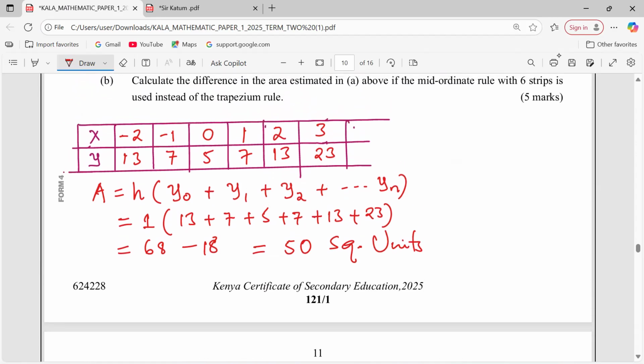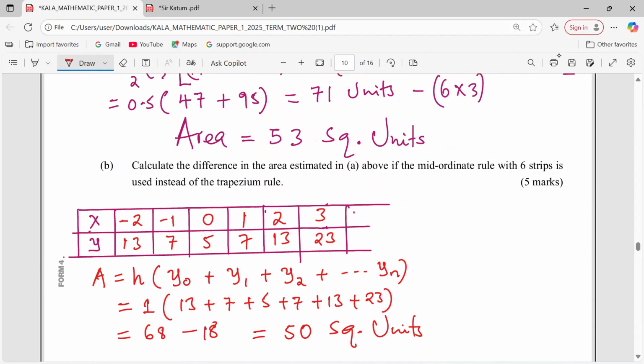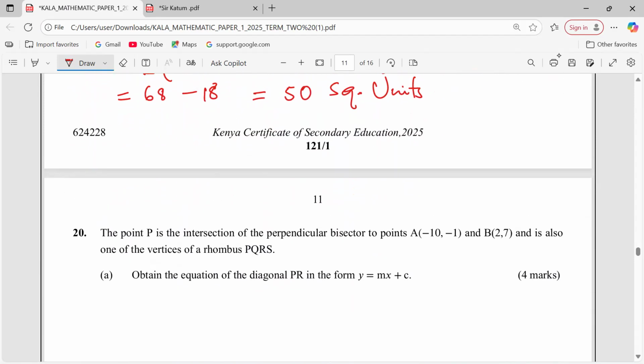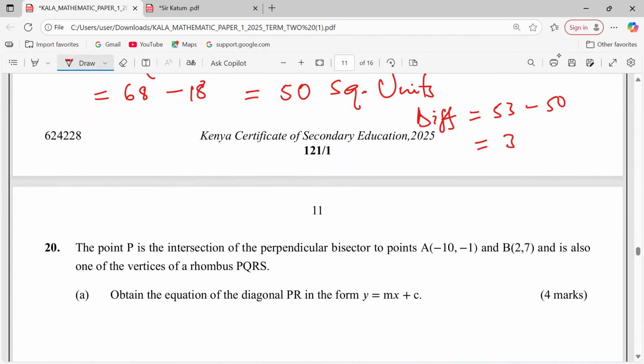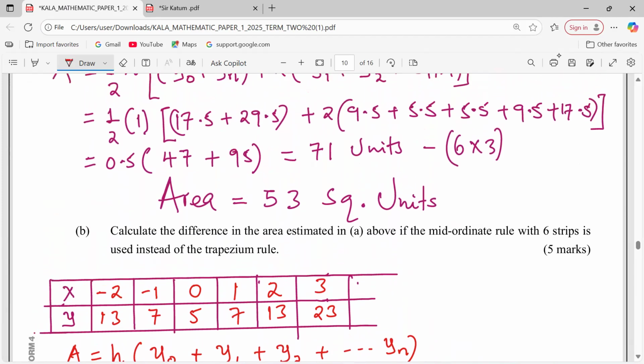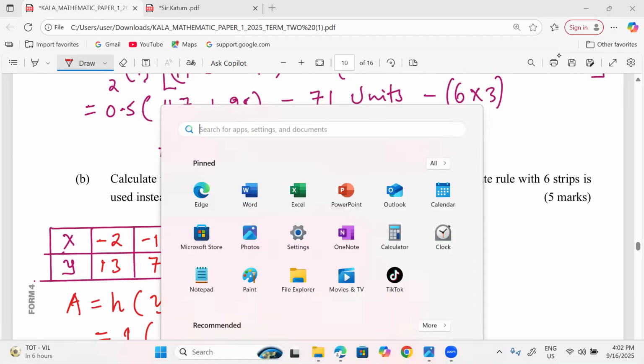Now, going back to the question, we are calculating the difference in area when the mid-ordinate rule is used and when the trapezium rule is used. The difference in area shall be: in part A we found 53, and now we are finding 50. Therefore, this shall be 3 square units. That's the difference in area using the two different methods of area estimation.